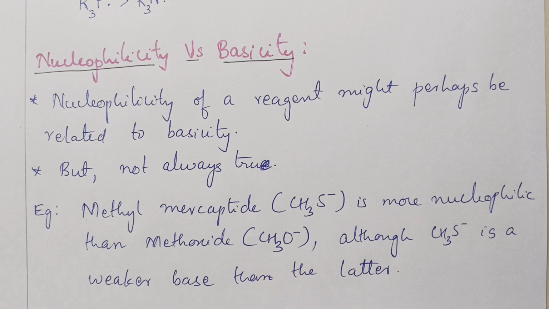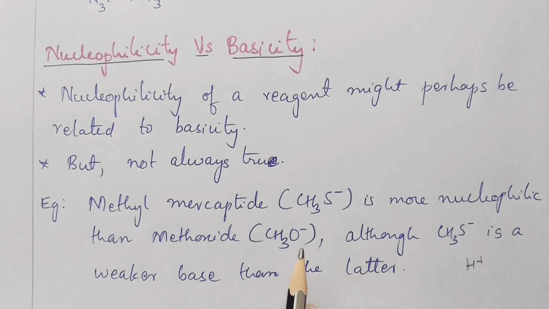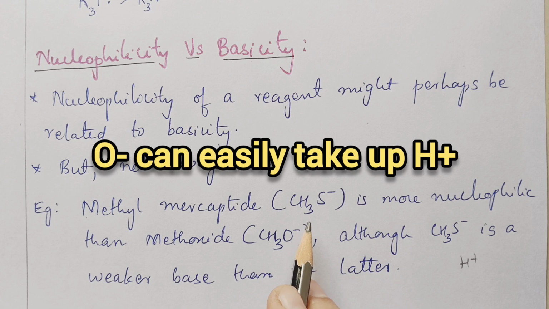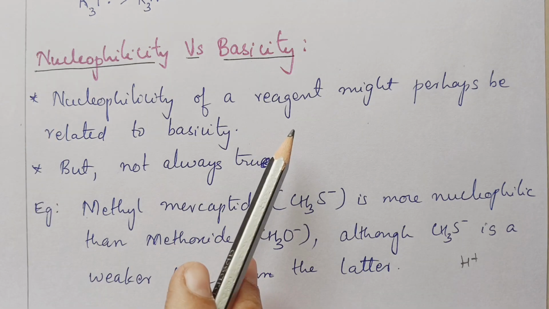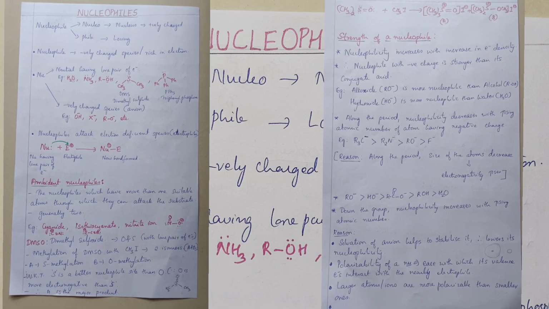The reason is simple. What is a base? One of the definitions of base is a base is a substance which is a proton acceptor, H plus ion acceptor. Since oxygen is more electronegative when compared to sulfur, methoxide is a good base when compared to methyl mercaptide. Therefore, the conclusion is not always nucleophilicity of a reagent is equal to basicity. So students, that was about nucleophiles. I hope this topic is clear to you.